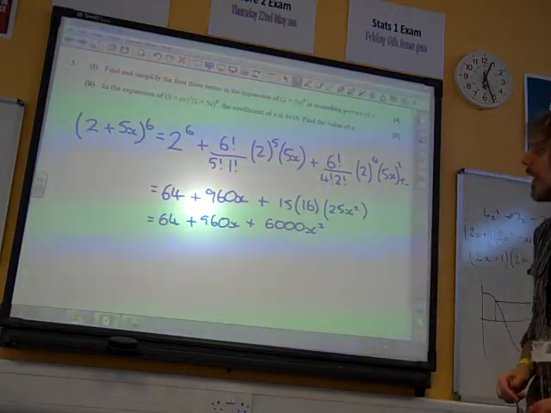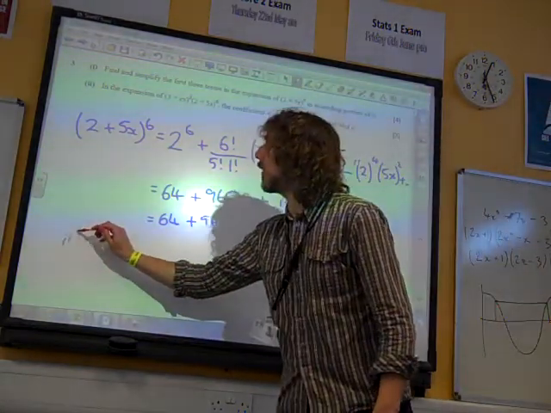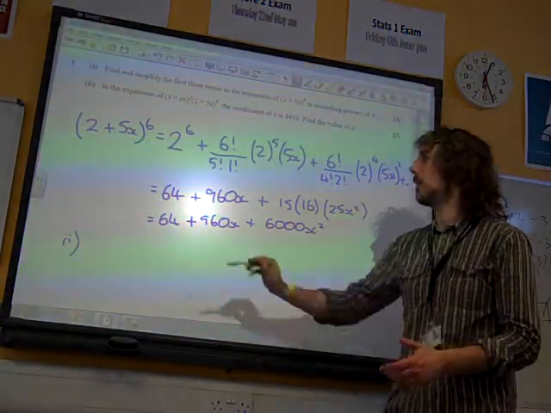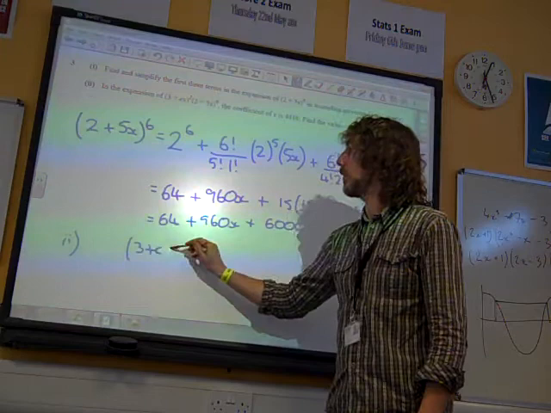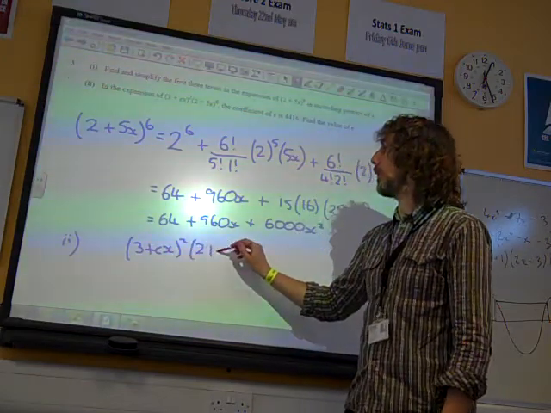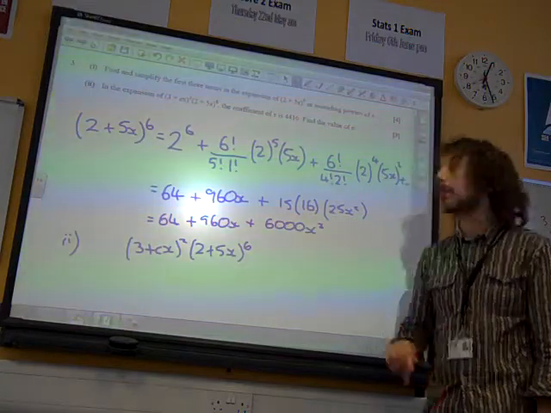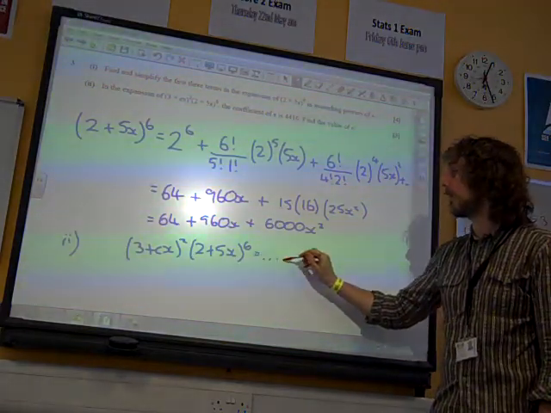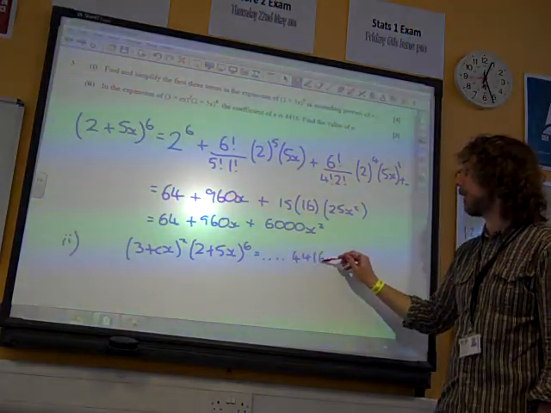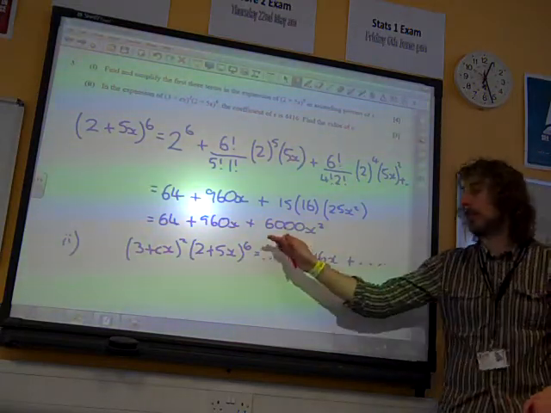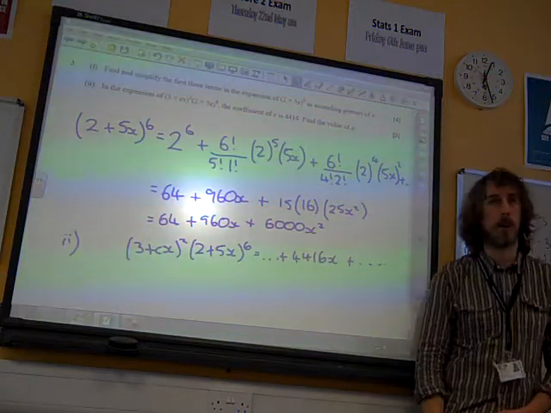Now, part 2. In the expansion of (3 + cx)^2 times (2 + 5x)^6, the coefficient of x is 4416. So this means somewhere in there you have a 4416x term, and then it goes on either side of it. You'd have a number term, you'd have that, then you'd have the squared term, and so on.